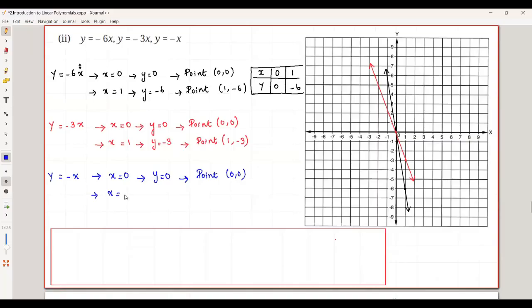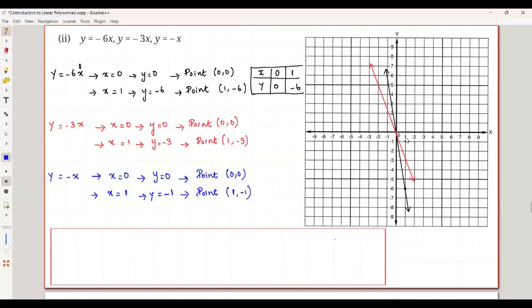Now just take x is equal to 1. If you are taking x is equal to 1, find out the y value. x is equal to 1 means y is equal to minus 1. Now the point will be 1 comma minus 1. So try to plot the point. Okay, 0 comma 0, fine. 1 comma minus 1. This is 1 and minus 1 is coming here, right?